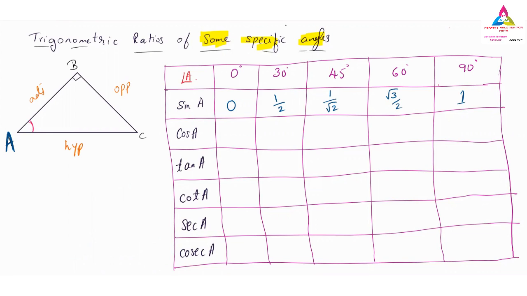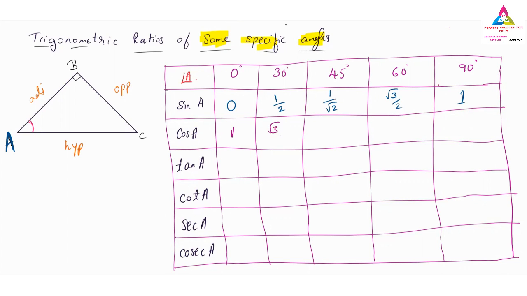I hope all of you have written this. You have written the sine A values. Now I am going to write cos A without memorizing anything. I only know the sine A values, really. That's all: sine 0, 30, 45, 60 and 90. So the cos A I will write down this way.